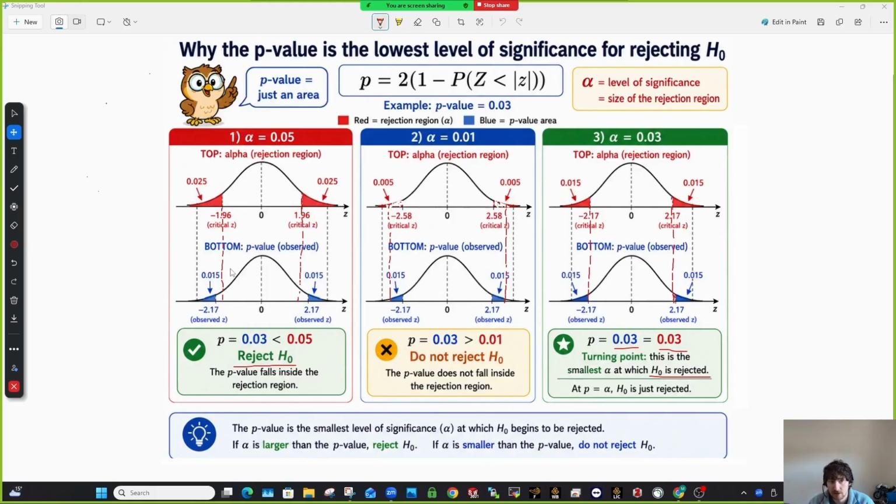P-value is just an area, and then when you're understanding its technical definition, that's what it means down there. So if alpha is 5%, your p-value is 3%, H0 gets rejected. If alpha was 1% though, your p-value is 3%, H0 does not get rejected. And then this here, when alpha is this, is the lowest level of significance at which H0 does get rejected. So hopefully that makes sense to people. So I'll let you back to the video.